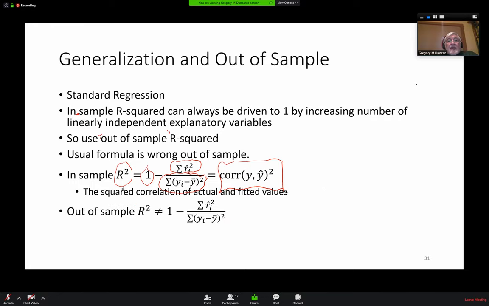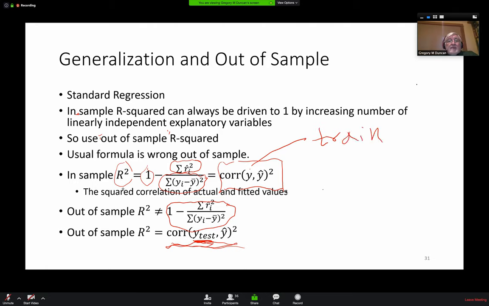Interestingly, out of sample, that R squared formula is wrong, this one. However, this will still be correct. That is, those two numbers out of sample will not be the same. That is, 1 minus residual squared over deviation squared is not the same as the correlation between actual and fitted values squared. Note, by the way, here, I have the test here. Here I should have had train.